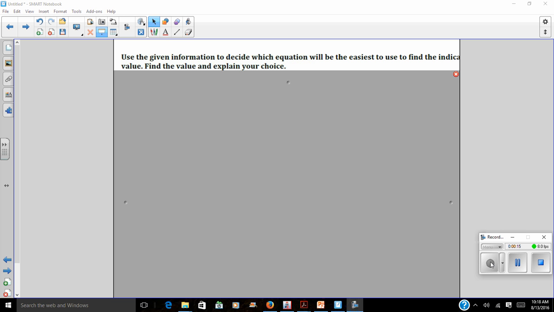What we're going to work on today, from your RSG homework assignment, is some of the set problems. The set problems are asking us to use given information to make a decision about which equation is going to be easiest to use to find the indicated value. You're going to find the value, and then you're going to explain your choice. It's important to explain your choice thoroughly so that I completely understand your thinking.